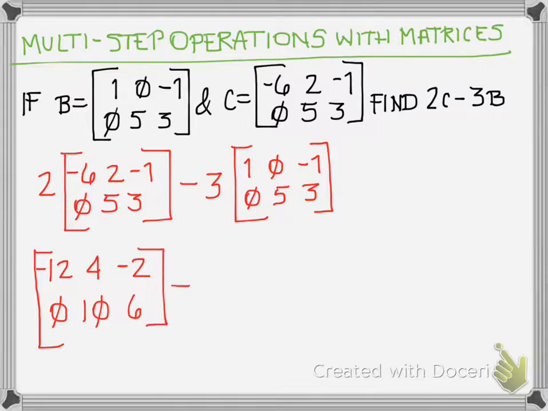And then we're going to subtract that from 3 times 1 is 3. 3 times 0 is 0. 3 times a negative 1 is a negative 3. And then 3 times 0 is 0. 3 times 5 is 15. And 3 times 3 is 9.